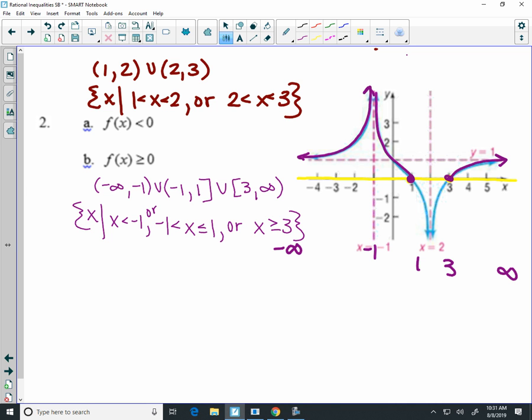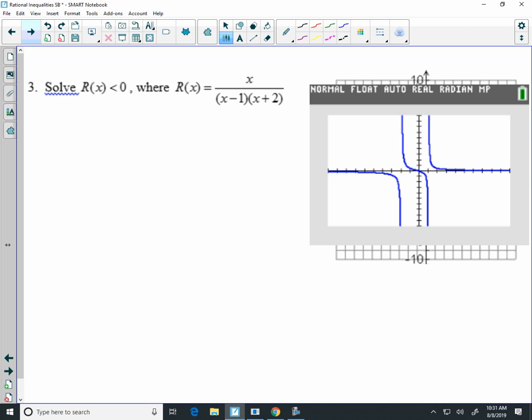All right, number 3. Number 3 says solve r of x is less than 0, where r of x is equal to x over x minus 1 times x plus 2. So we're kind of ramping up to doing this algebraically. What we're looking at here is just putting the graph in your calculator and seeing what you got.